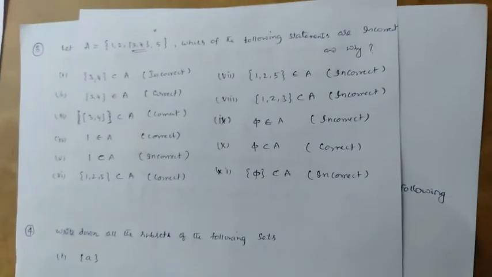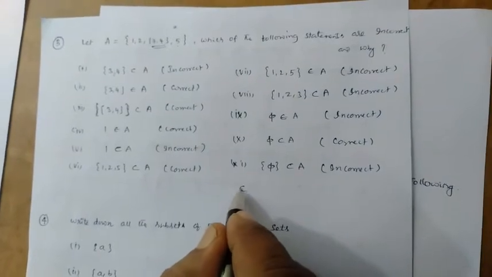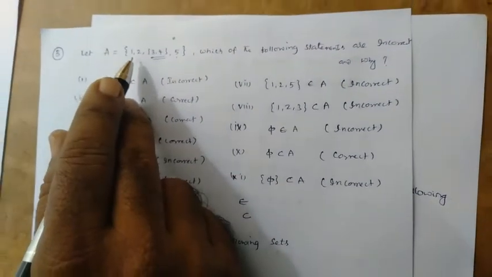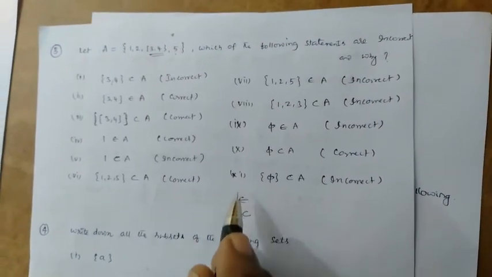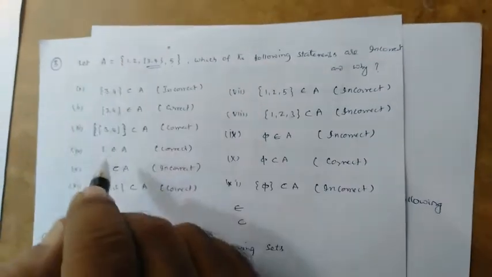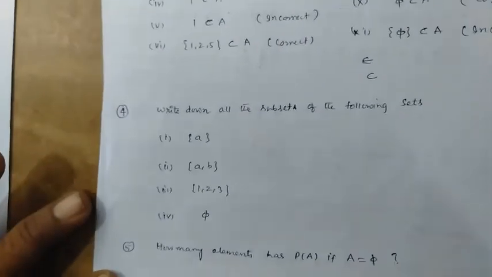So just observe: if it is an element in the set, then you put the belongs to symbol. If it is a subset of A, then you put the symbol subset or contained in A.